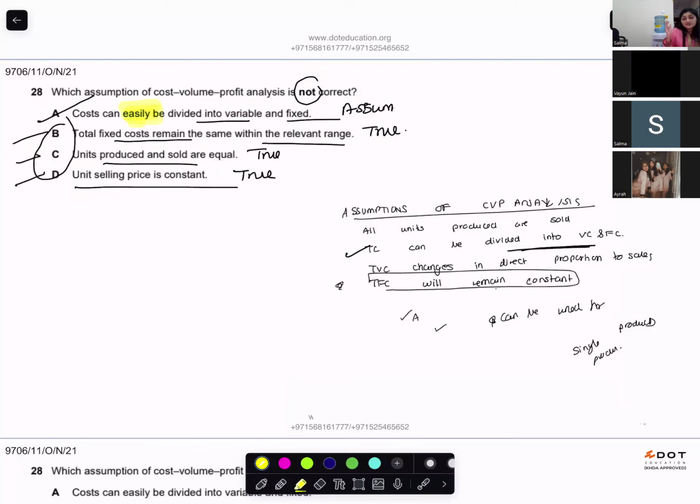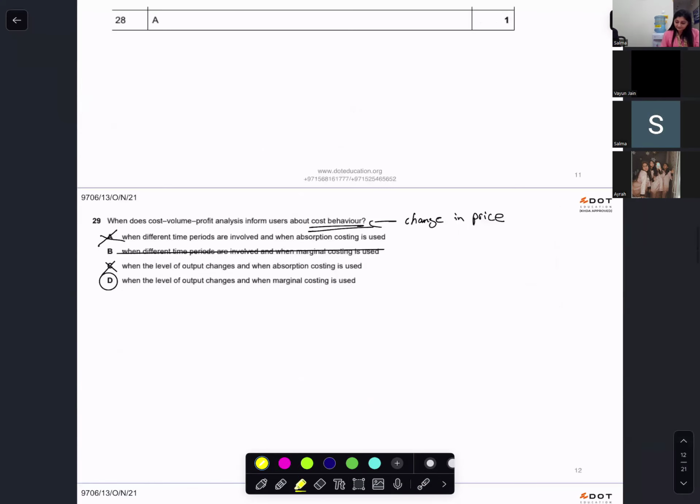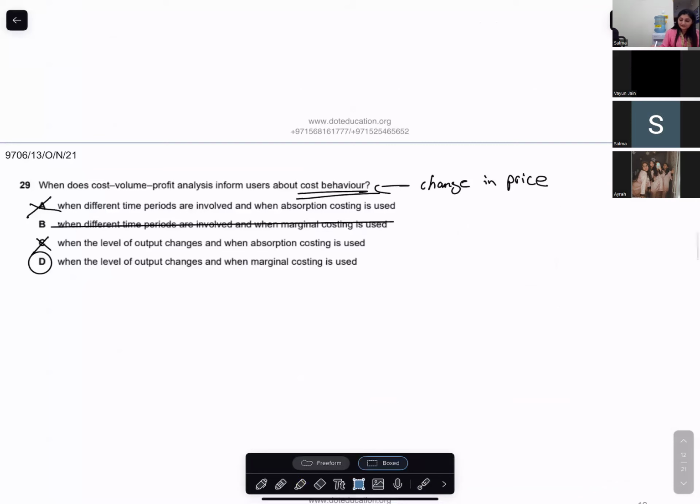Cost can be divided into variable and fixed easily. But is it really very easy to divide the cost between variable and fixed? No, it is not very easy to divide the cost between variable and fixed. This is not correct. Only this is not correct, and it's partially not correct. So it is option A. Let's go to the next one, please.